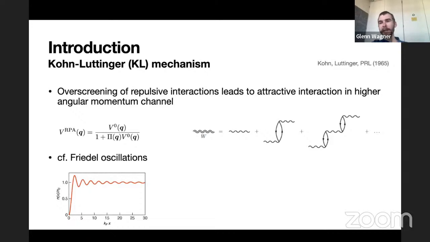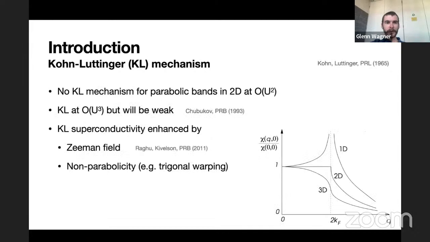And usually this happens in some higher angular momentum channel, not in the S-wave channel, but usually P or D-wave channels, because the S-wave channel is purely on-site and attractive, whereas higher angular momentum corresponds to further distances in the pairing, and there it can become attractive. So the Kohn-Luttinger mechanism actually doesn't happen naively in 2 dimensions. And the reason for that is that for parabolic bands, your susceptibility is constant in 2 dimensions.